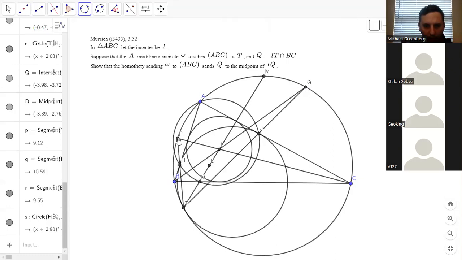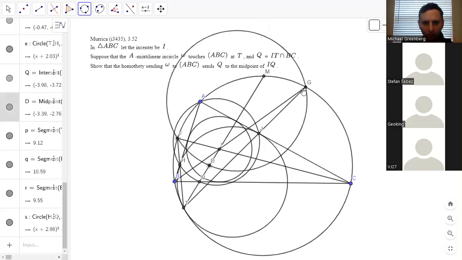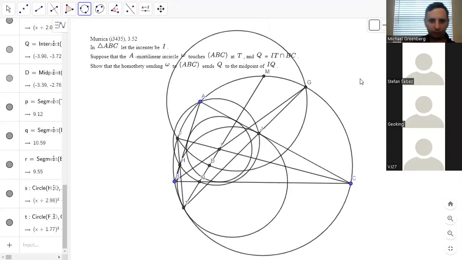And then, wait. We want to show it takes that to the circumcircle of this. So basically we want to show those two circles are homothetic.